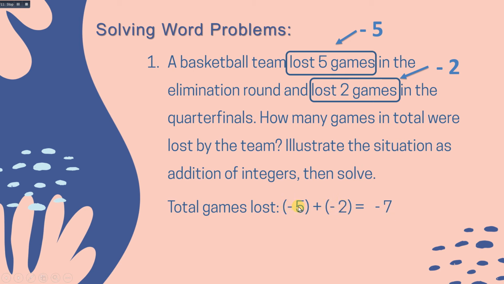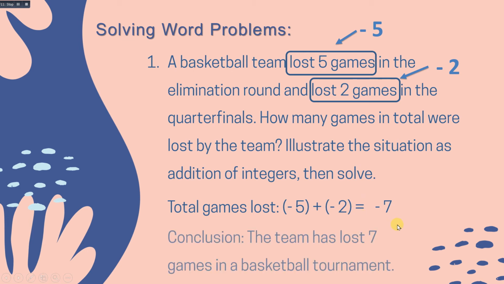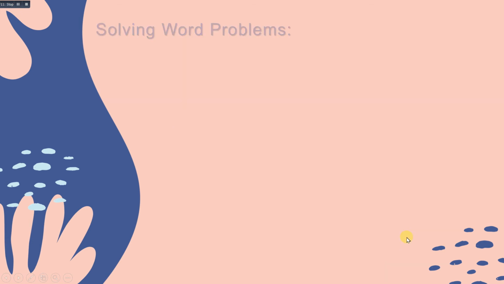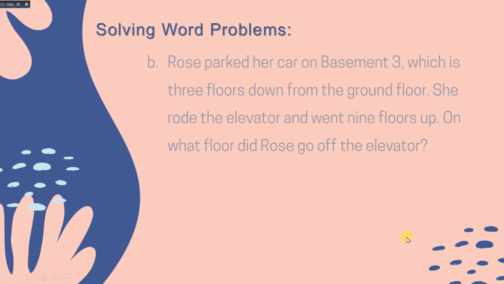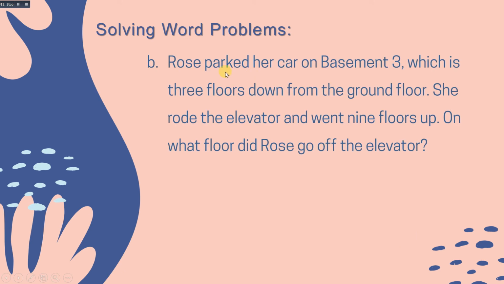Okay, this is my next word problem. Rose parked her car on basement 3, which is 3 floors down from the ground floor. She rode the elevator and went 9 floors up. On what floor did Rose get off the elevator? Again, find the given values in this problem. So to identify that, I have basement 3. Basement 3 would be my value as negative 3.